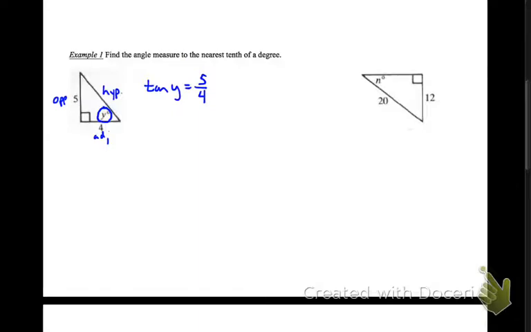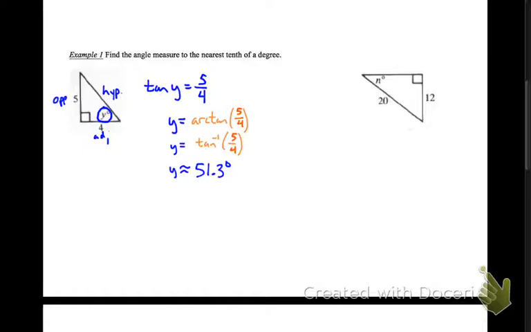To solve for the angle, we need to figure out which angle's tangent is equal to 5 over 4. Well, that's what this is. Y is equal to the arc tangent of 5 over 4, or 4 over 5. Oh, I miswrote that. There, that's better. Y is the arc tangent of 5 over 4. This is what you'll type into your calculator, and you should get y is approximately 51.3 degrees.